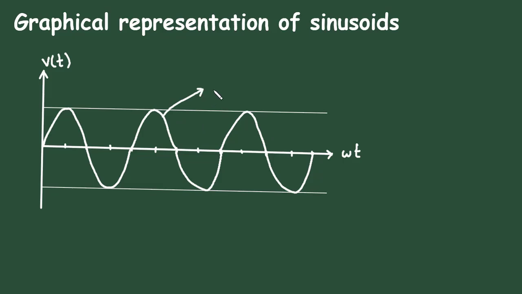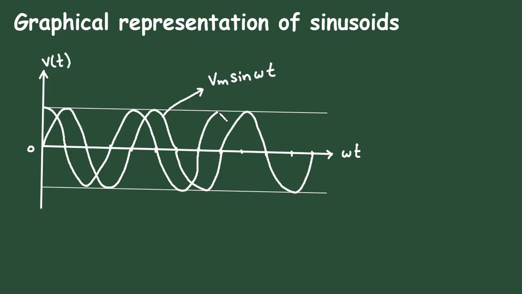And let's say it is a function of Vm sine omega t. This is the sine function because it is starting from this zero point. Now let's draw a cosine function. So the cosine function will start from here. It will look something like this. So this is Vm cos omega t. This is the cosine function and this is the sine function.